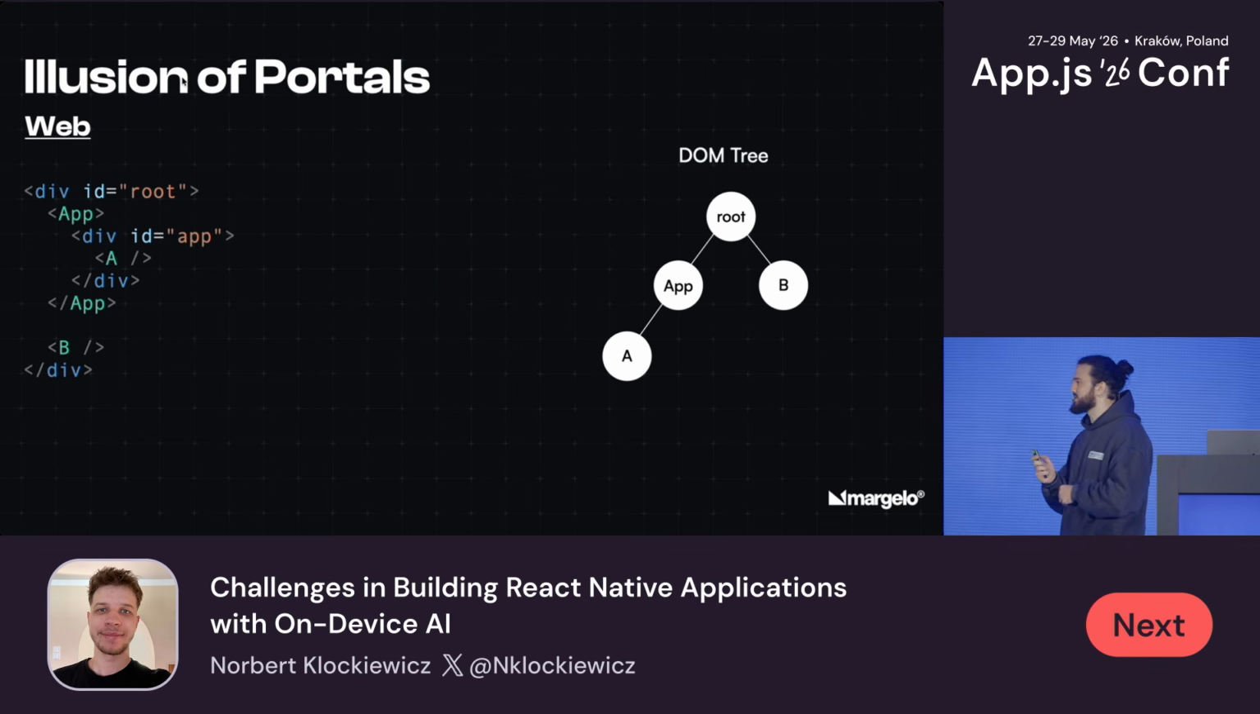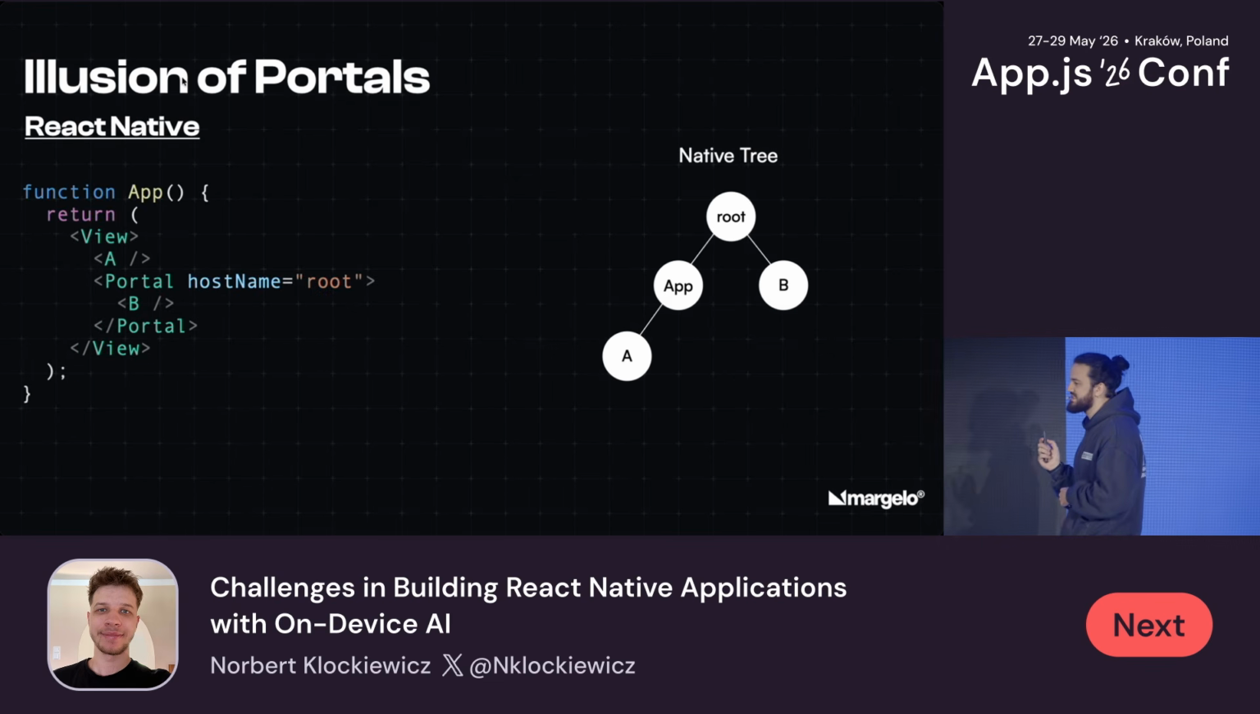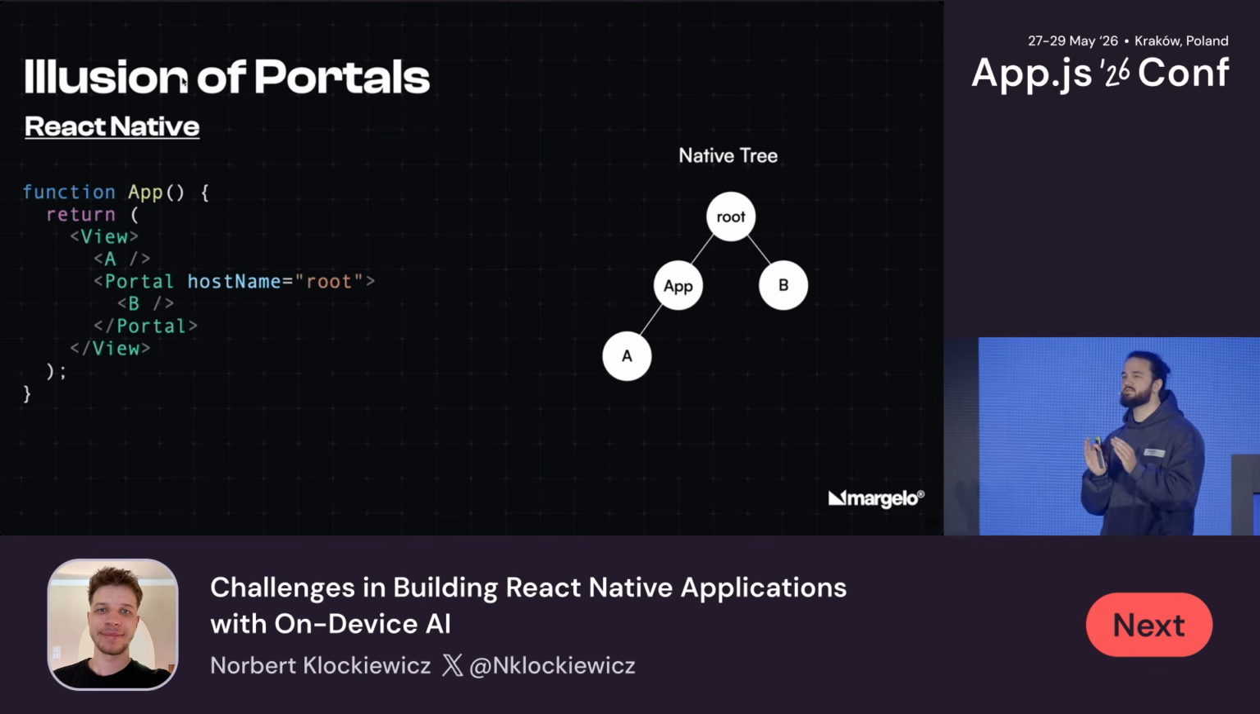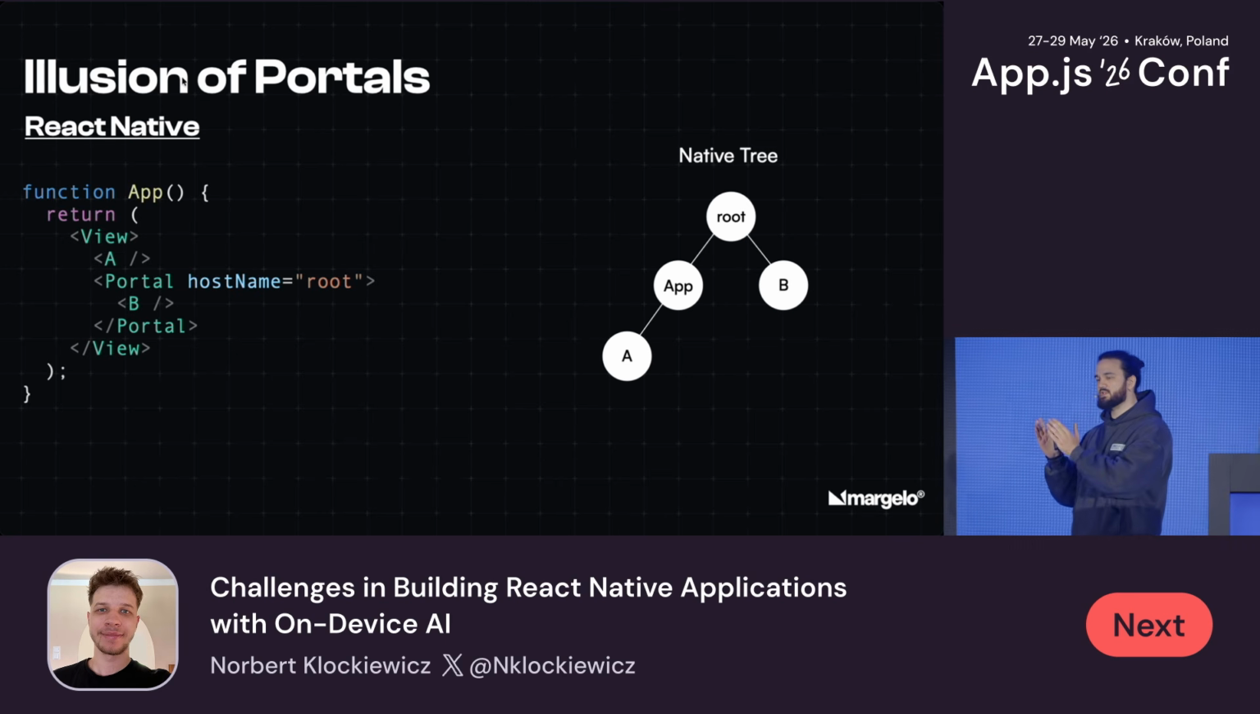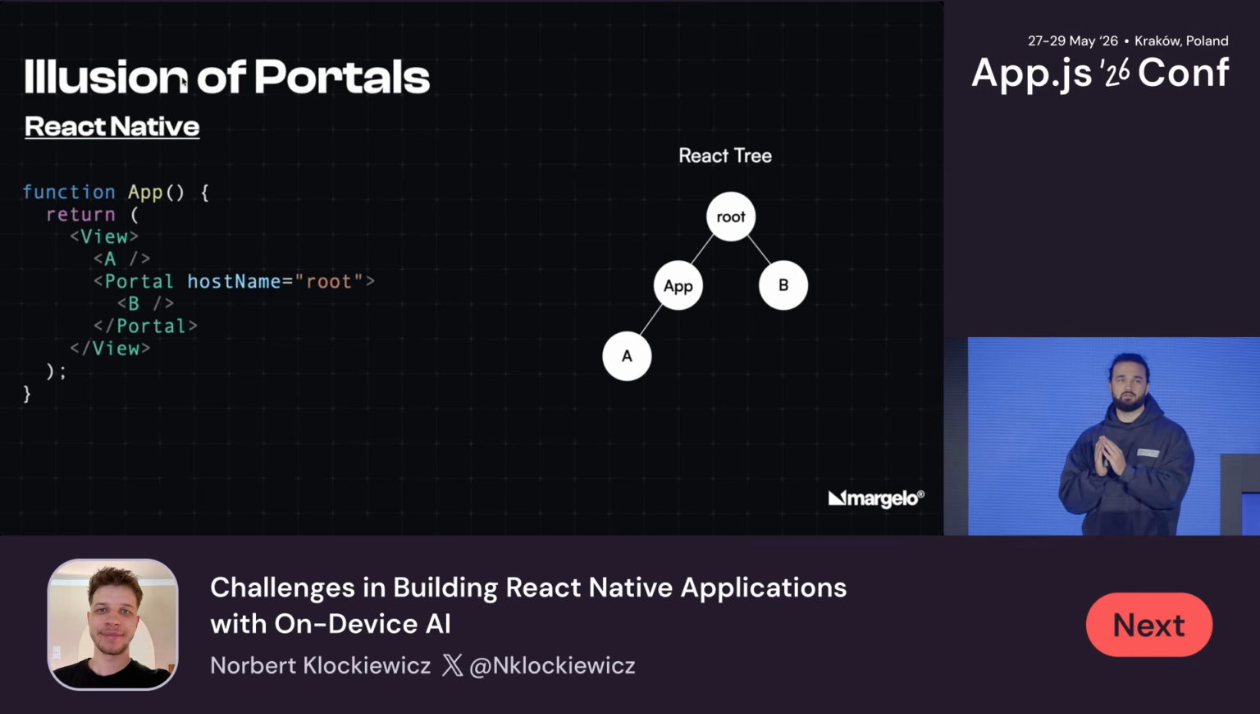But if we try to run the same code in React Native, we will immediately see a difference. The native hierarchy output will look correct. So from a rendering perspective, it looks like a portal. It behaves like a portal. It takes content defined in one place in JSX and renders it somewhere else. So visually, everything works as expected. But what about the React tree? In reality, it will look identical to the native tree.